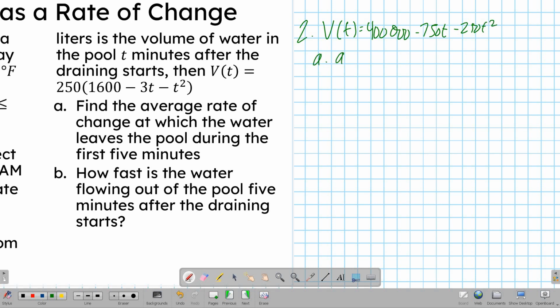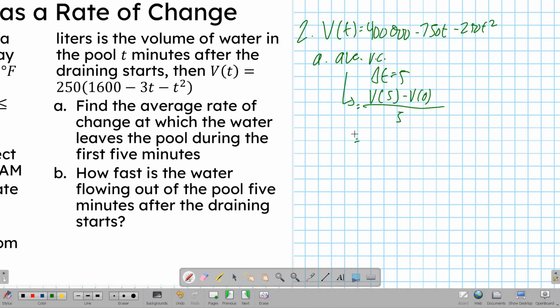For A, we're asked to find the average rate of change at which water leaves the pool during the first 5 minutes. Since it's the first 5 minutes, the change in t is equal to 5. So the average rate of change would be V of 5 minus V of 0, all over 5, because that's the change in t. I'm going to leave to you how to get V of 5 and V of 0.